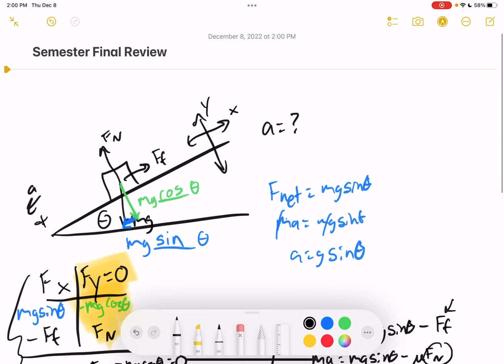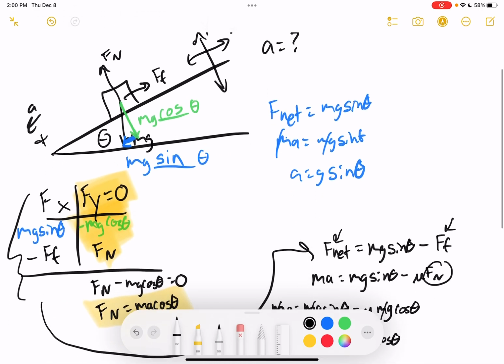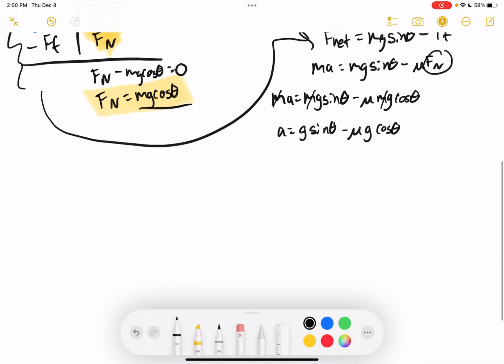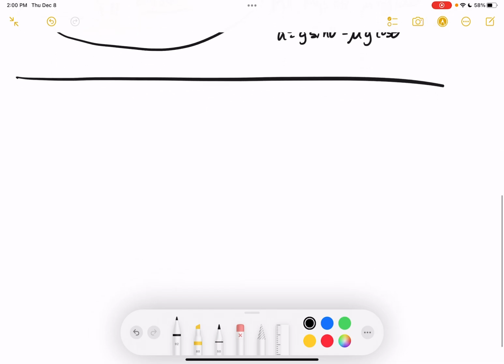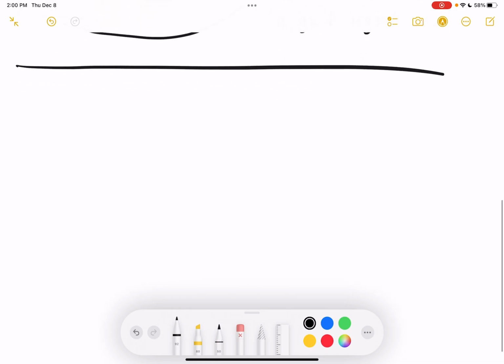Okay, hopefully this is review-ish for you. I know we haven't really directly talked about forces in a while, but that is something that we've been over a number of times. Now let's go over something maybe a little bit trickier. Let's talk about two-body questions.